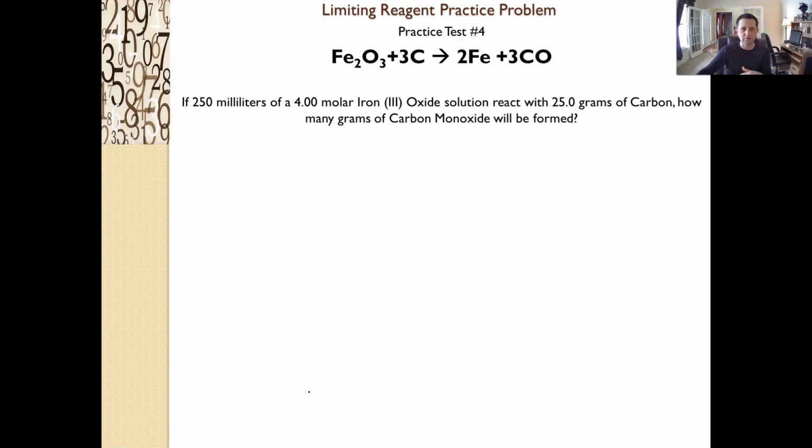And what we want to do here is read the problem, right? And we want to put this information above under our equation where it goes. All right, so let's go ahead and do that. We have 250 milliliters of 4 molar iron 3 oxide solution. Okay, so that's the information about the iron 3 oxide. So when I see milliliters here, I automatically go in my head, let me just change that to liters right off the bat. So I have 0.25 liters, and I have a 4.00 molar solution.